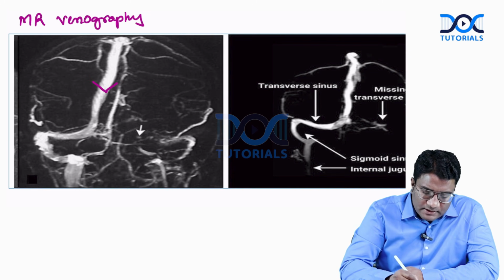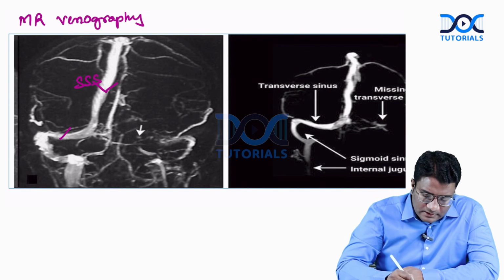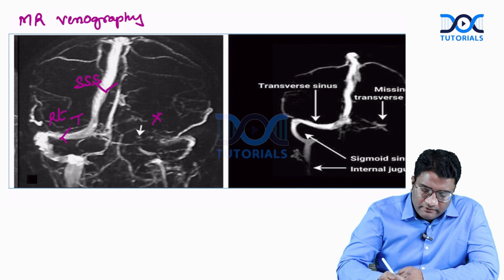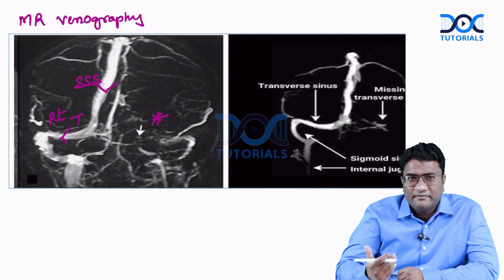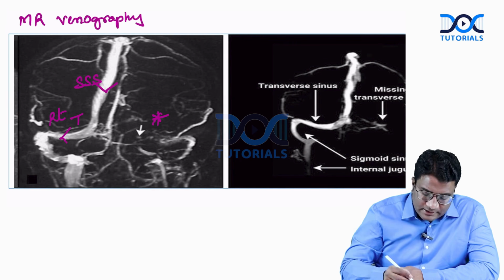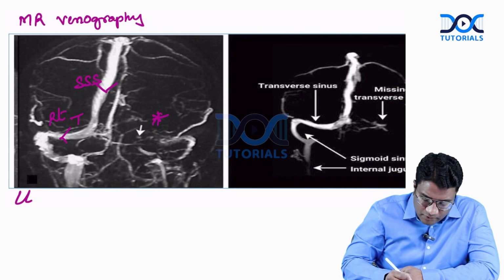This is the superior sagittal sinus. This is the right transverse sinus. But the left transverse sinus is missing. There is an absent signal of the left transverse sinus, and this is suggestive of transverse sinus thrombosis. This is left transverse sinus thrombosis.